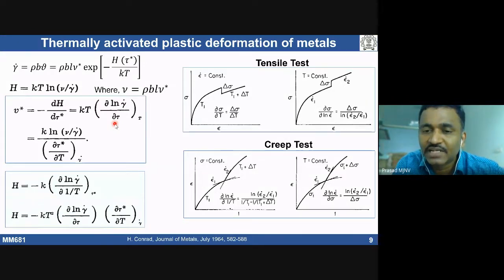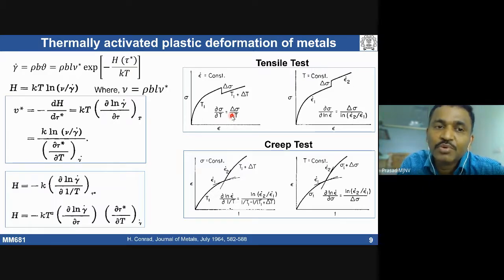plastic deformation. We already know that if a climb process is rate controlling, we should get around 1 b cubed; typically 1 to 10 b cubed. If I get a value of 1 to 10 b cubed, that means I can say that the rate controlling mechanism is a climb process. If I want to know whether cross slip is the rate controlling mechanism or not, I should get 10 to 100 b cubed. If the value comes to be around 10 to 100 b cubed, I can say confidently that the rate controlling mechanism is cross slip.